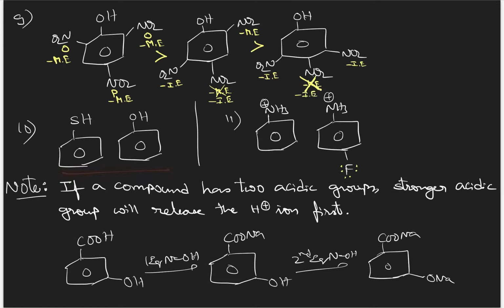Then coming to the 10th example, this type of example I told you in the miscellaneous examples also. After the release of H plus ion, sulfur will get the negative charge, and here oxygen will get the negative charge. Negative charge on a bigger atom is more favorable than on a smaller atom. Therefore, as the stability of the conjugate base of benzene thiol is higher, benzene thiol itself is more acidic.